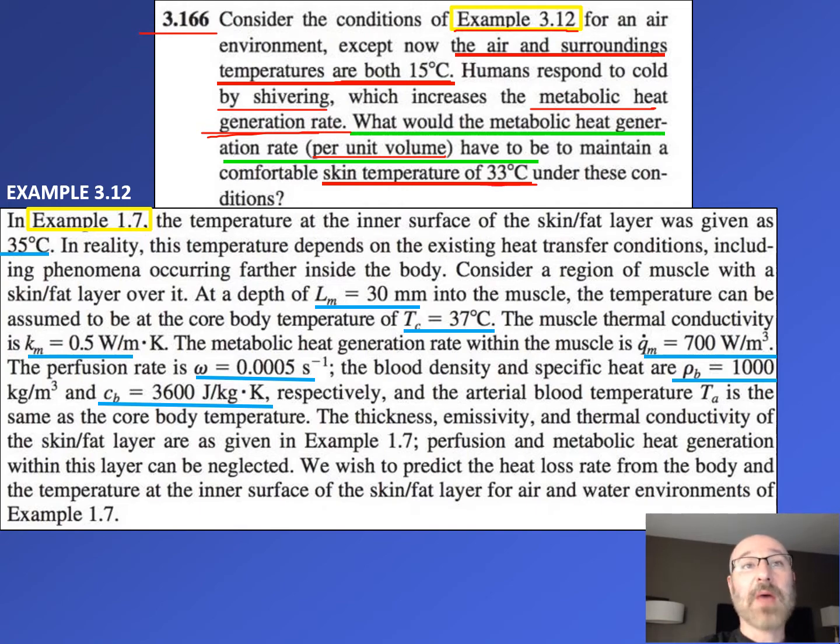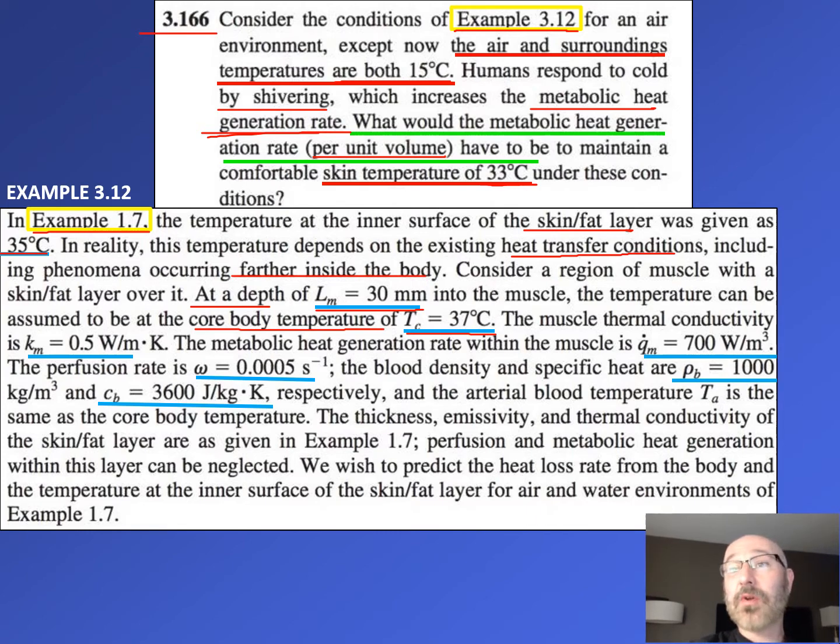So now we can reference back to example problem 1.7. We can see here the temperature at the inner surface of the skin fat layer was given as 35 degrees Celsius. Now in reality, this temperature depends upon the existing heat transfer conditions, including phenomena occurring farther inside the body. So what we're going to do now is consider a region of muscle with a skin fat layer over it. At a depth they give us here as L sub m equal to 30 millimeters into the muscle, the temperature can be assumed to be at the core body temperature of T sub C, for core, equal to 37 degrees Celsius.